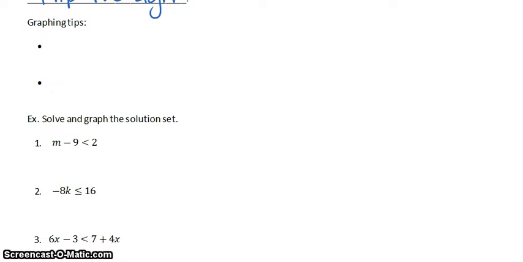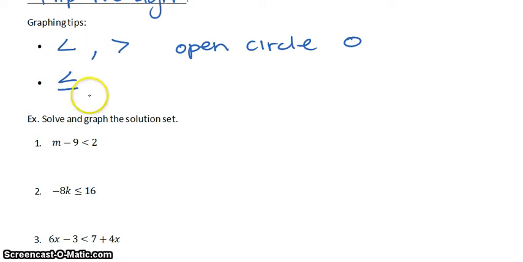Now, some graphing tips, because you're also going to have to graph them. They're going to be graphed on a number line, and I'm going to show you a couple ways that I don't mind you graphing it. If you have a less than or a greater than sign, it's going to be an open circle. That's what we call it, and it's just going to graph like that. If it is less than or equal to, or greater than or equal to, closed circle, just like that, okay? So, both of those.